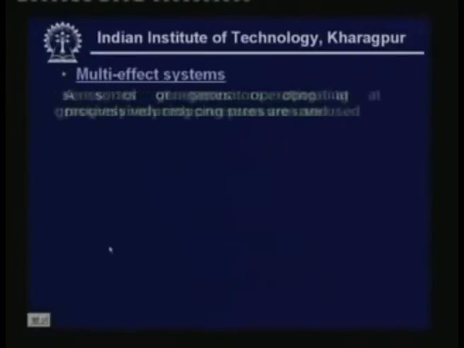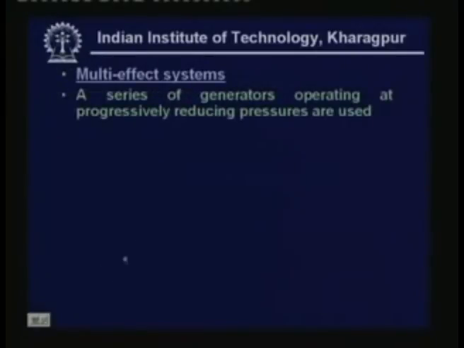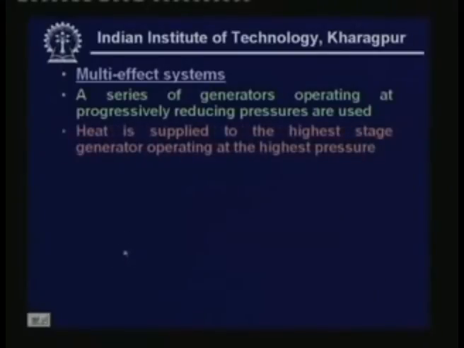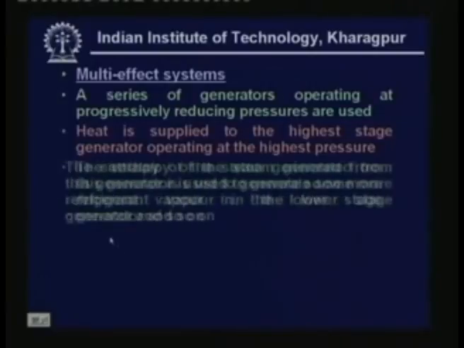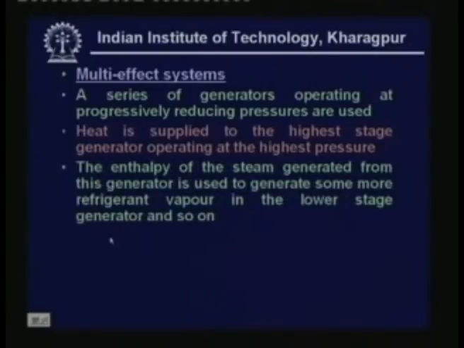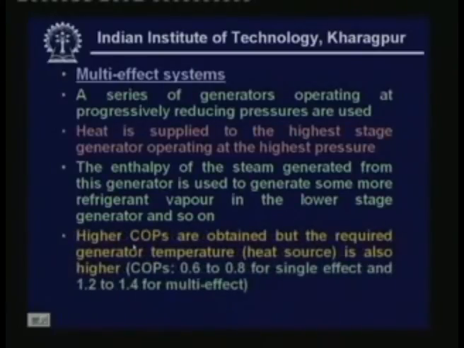So in a multi-effect system, a series of generators operating at progressively reducing pressures are used. Heat is supplied to the highest stage generator operating at the highest pressure. The enthalpy of the steam generated from this generator is used to generate some more refrigerant vapor in the lower stage generator, and so on. Higher COPs are obtained, but the required generator temperature is also higher. For example, COPs obtained with a single effect system are in the range of about 0.6 to 0.8, whereas with a multi-effect system you can get a COP as high as 1.2 to 1.4.